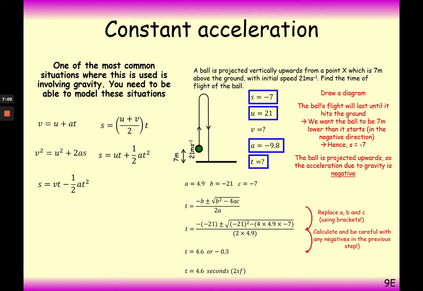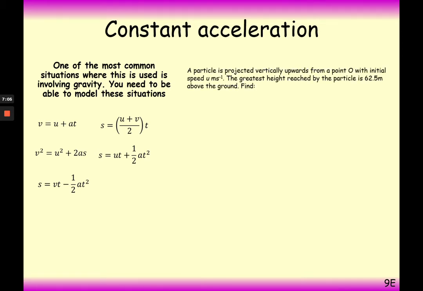Right, next example we're going to look at. A particle is projected vertically upwards from point O with initial speed u, and it reaches a greatest height of 62.5 meters above the ground. So we need to find the speed of projection, u, and we also want to find the total time for which it's 50 meters or more above the ground. So we're going to start by drawing a diagram.